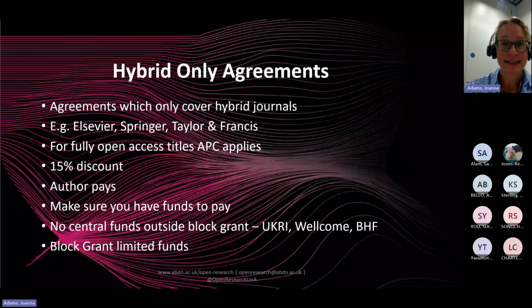You will get a 15% discount through our agreement if you are the corresponding author, but you will have to pay the APC. We don't have central funds for that outside our block grants, which are provided by UKRI, Wellcome and the British Heart Foundation to cover their funded research. And even then, the block grants have limited funds. So we ask that you make sure that you have funding before you submit to a journal that charges to publish.